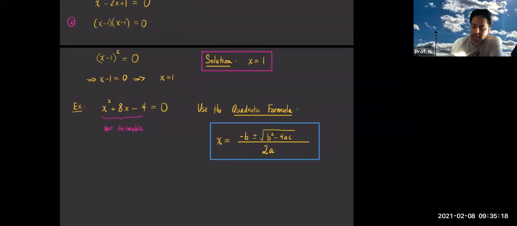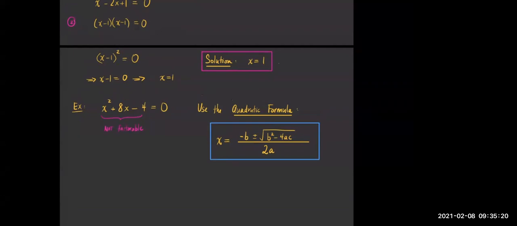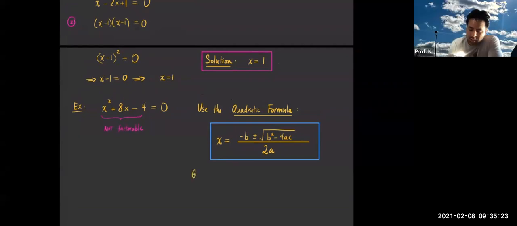So just keep in mind that this formula comes from the general quadratic equation. And what is the general quadratic equation? It's ax squared plus bx plus c equals 0. So that's where it comes from. So a represents the coefficient of x squared, b represents the coefficient of the term x, and c represents the constant.